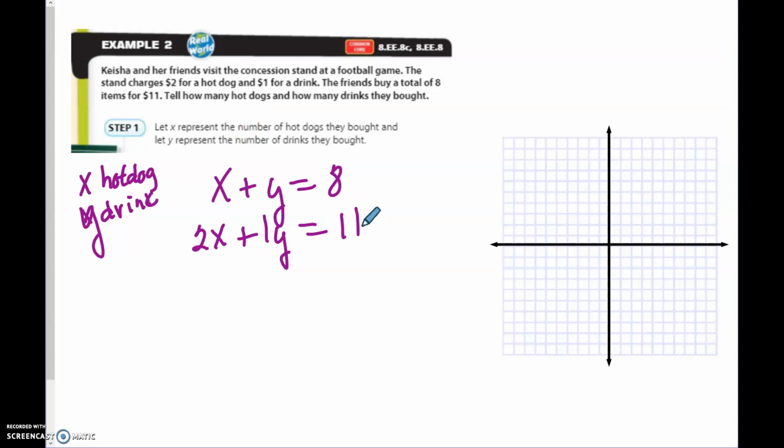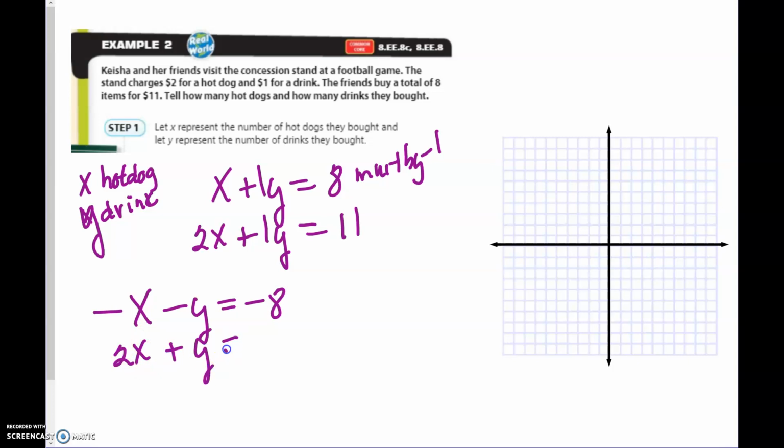There are a couple different ways we can do this. If we look at this, do you see how it has a 1y and a 1y? So what I can do is multiply this equation by -1 so that I end up with minus x minus y equals -8. And I'm going to leave the other one the same: 2x plus y equals 11. Now I can add these up. This is using my elimination method. When I add these up, I get x, the y's cancel out, and 3. So I get a 3 here for x.